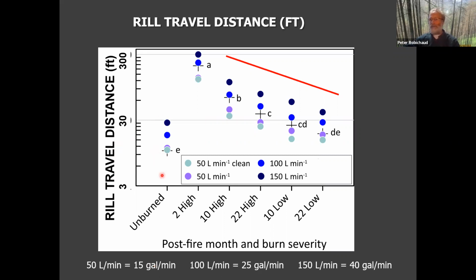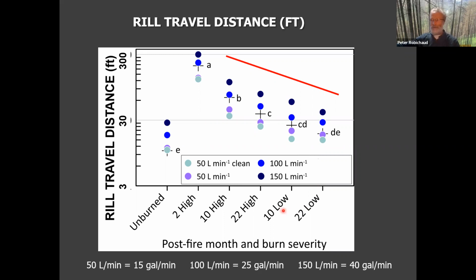Here's the unburned. So we also went to an area that was not affected by the fire. This is a high severity 2 months after the fire, high severity 10 months after the fire, and a high severity 22 months after the fire. So as the site recovers, the distance that the water traveled decreased. Makes sense, right? Because we're getting vegetation recovery, slowing things down, allowing more of that water to infiltrate.